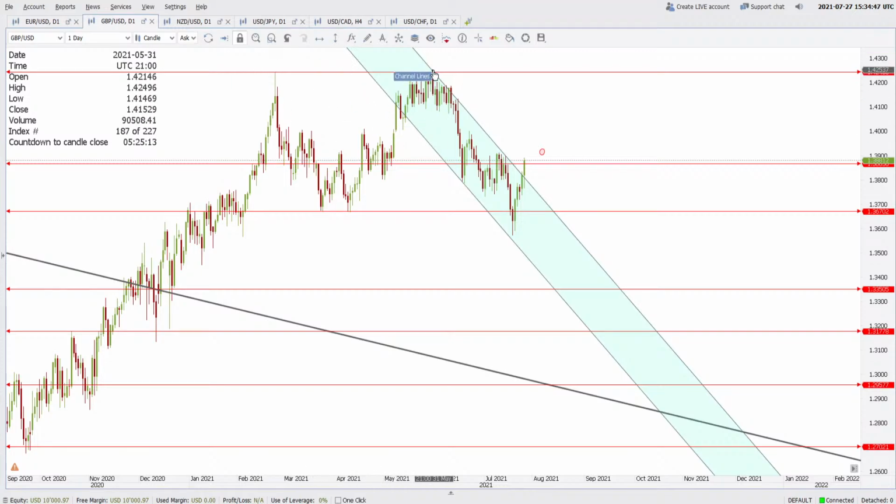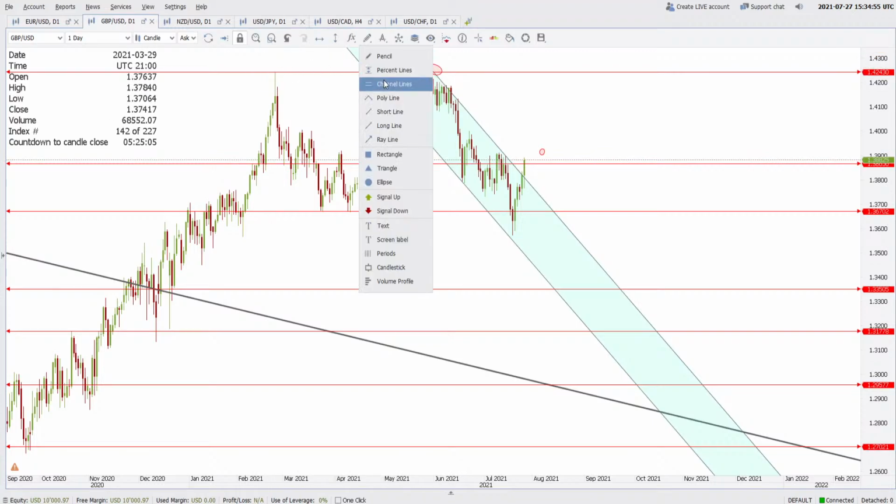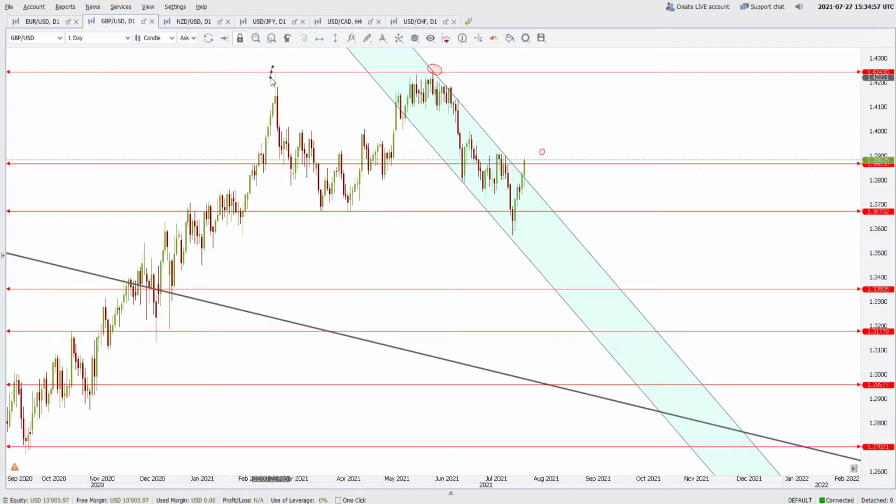Okay, so this one here was making a high. It is almost at the same level. So what we expected is that this is a formation of a double top.